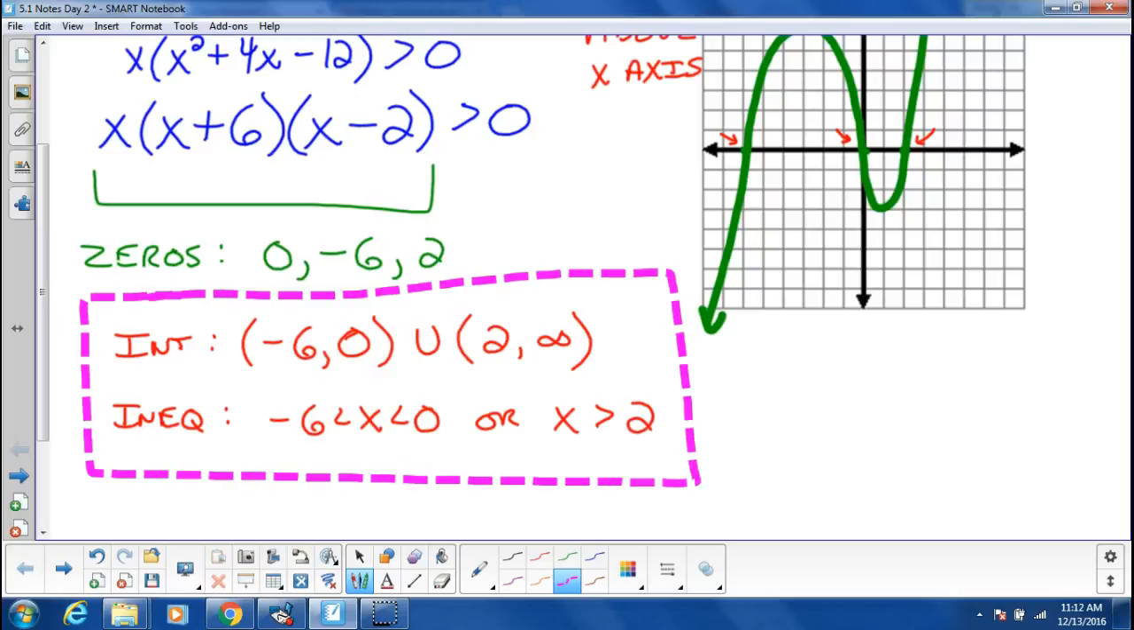Yes, ma'am? Would it be wrong to switch where you put -6 and 0 and then put greater signs? Is that wrong, or just opposite? So like this you're saying? 0 is greater than x is greater than -6. Yeah, I'd be okay with that. It's not very conventional, but yeah, it works, as long as they both are switched. Okay.